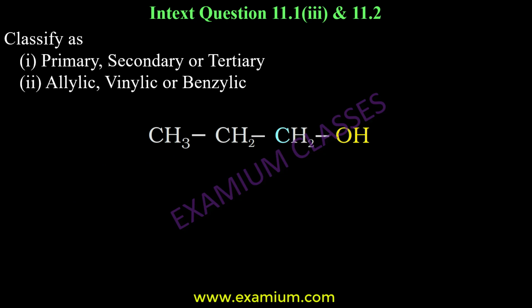Next, again classify as primary, secondary, or tertiary, and allylic, vinylic, or benzylic. First we will see primary, secondary, and tertiary. This is the carbon to which OH is attached. This is attached to how many other carbons? Only one. It means it is again primary. For allylic, vinylic, benzylic, there must be a double bond. That double bond can be in a benzene ring, but there must be one. There is no double bond here at all. It means it is none: not allylic, not vinylic, not benzylic.